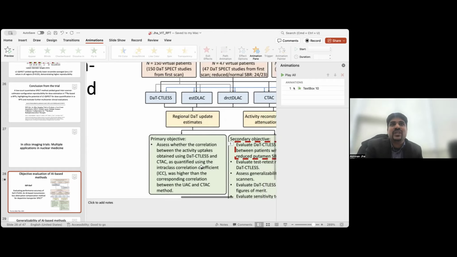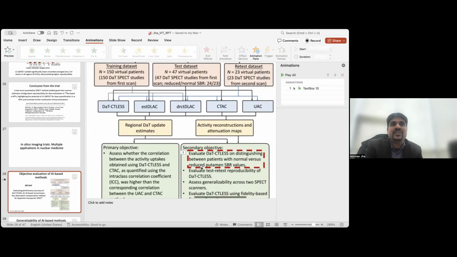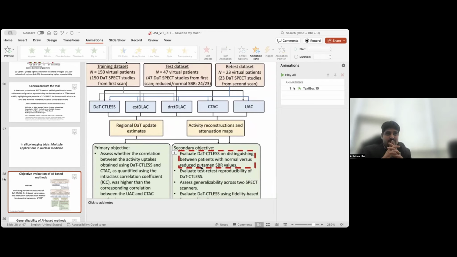I want to also highlight here that we have the secondary objective, which excited me a whole lot. Now, in patients, some of you, I'm sure, are familiar with Parkinson's disease and the use of dopamine transporter imaging for this purpose. What you're trying to do is use these activity uptakes obtained from the caudate, the putamen, and the globus pallidus to be able to say, does the patient have normal striatal binding ratio versus do they have abnormal striatal binding ratio, right? And that is the metric for making the clinical decision that the physician wants to make.